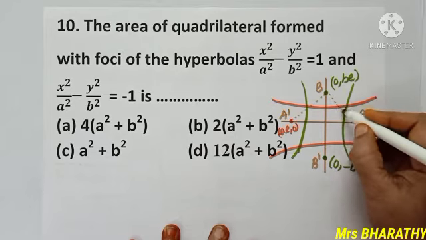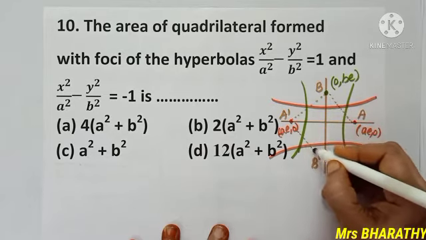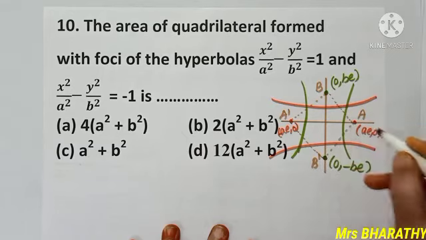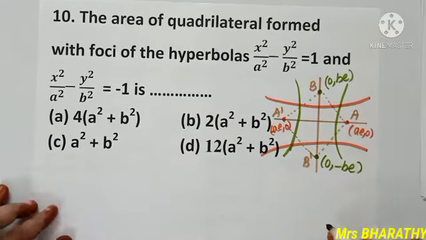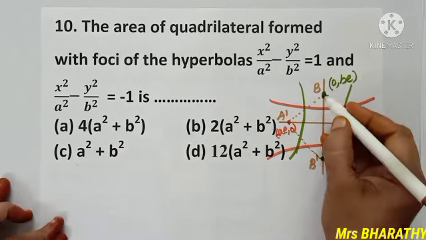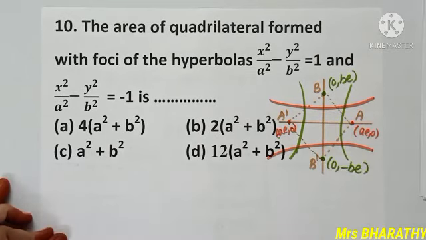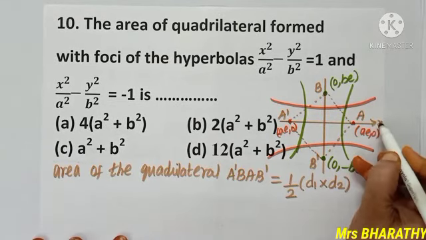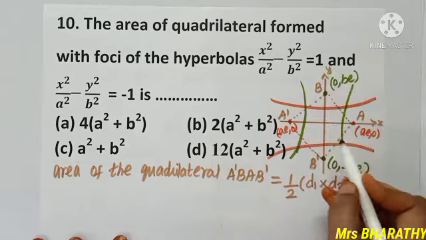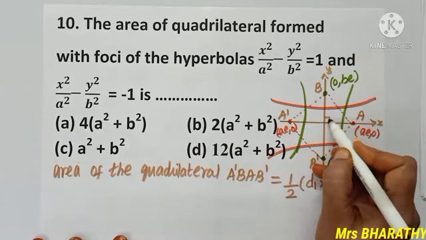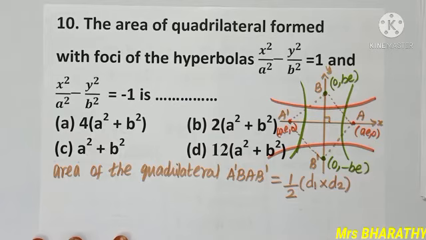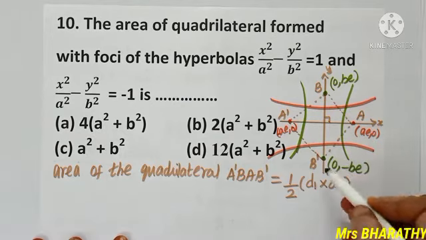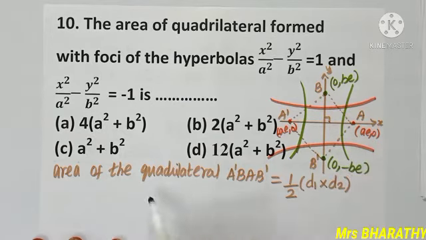The question is the area of the quadrilateral. How to find the area of the quadrilateral? It is half of diagonal 1 into diagonal 2. As we know, this is x-axis and this is y-axis, which incline at right angles. It automatically reduces like one rhombus. So I can very well say the area is half d1 cross d2.